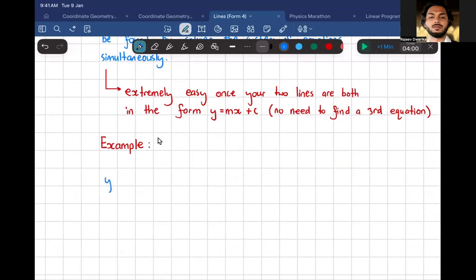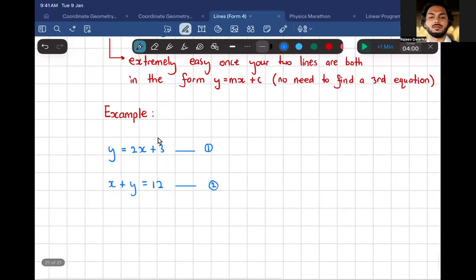So let me just say we had two lines. y is equal to 2x plus 3. And we had another line, x plus y is equal to 12. I'm going to call this equation 1, and I'm going to call this equation 2. Now, since in this example it wasn't given with both equations in the form y is equal to mx plus c, here's what we're going to do: you're going to take equation 2 and write it in the form y is equal to mx plus c.